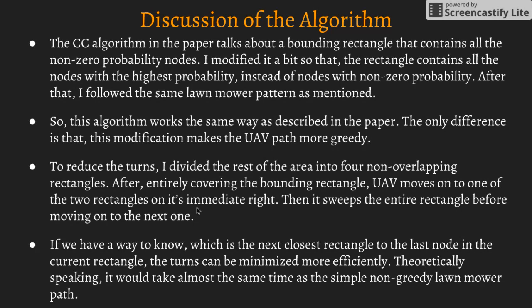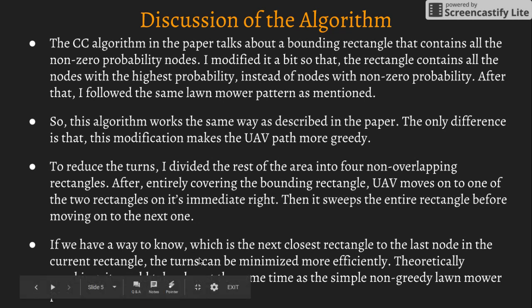However, it's not completely efficient because I do not know which is the closest rectangle to the position I'm currently in. For example, I know I land on the right side of the bounding rectangle because I'm starting on the left side, but I do not know whether I end on the right top or the right bottom. So I cannot decide. I cannot always go to the closest rectangle. That makes it less efficient.